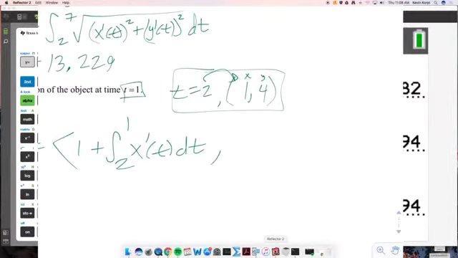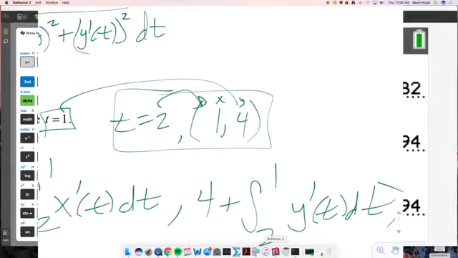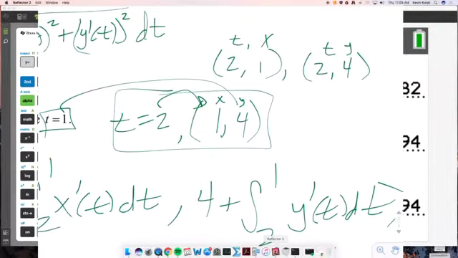Comma, same thing. At t equals 1, the starting y value is 4, and now we want to find the displacement from where we were, 2, to where we're trying to get, 1, of y prime of t dt. There we go. You might want to do this too if it helps. You could say it's the point 2, 1, so that's your t comma x, and then it's the point 2 comma 4, which is your t comma y, if you need to do that. That might have helped me here.